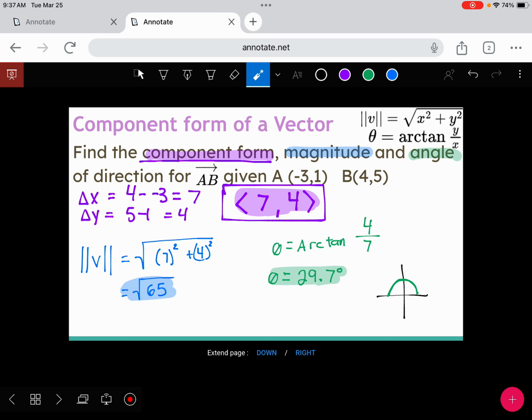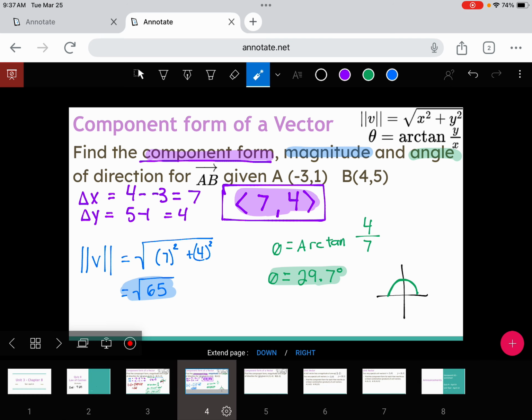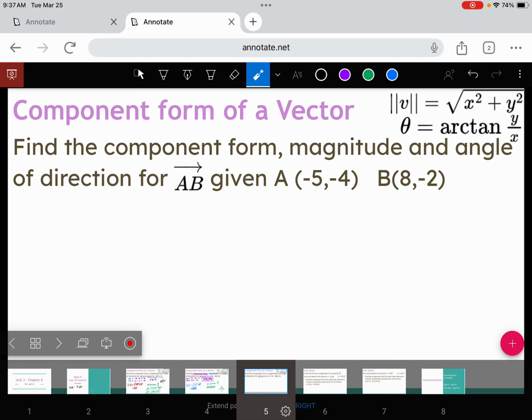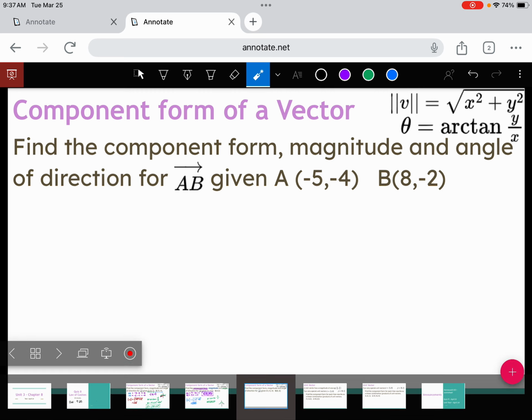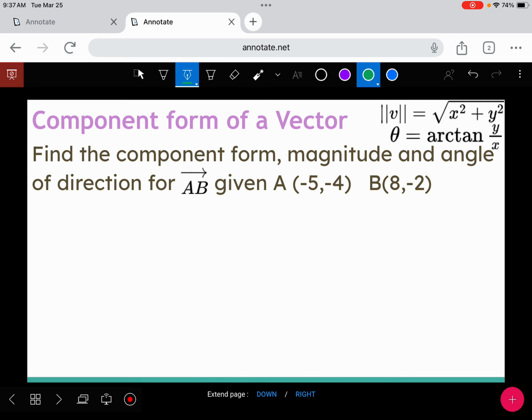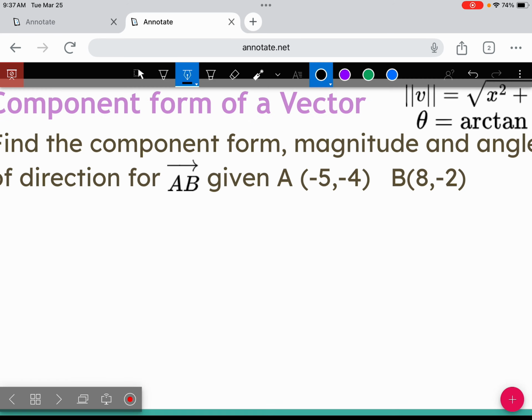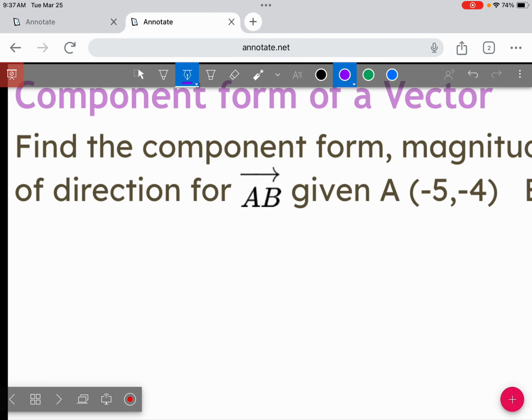I think my brain's stuck. Okay, so let's do one more, last one. And then we'll stop here for today, and we'll go back onto it tomorrow. Once we get our brain around the vectors, it's fine. But sometimes it's just the getting our brain wrapped around them. So, same vibe. Component form, magnitude, and angle.